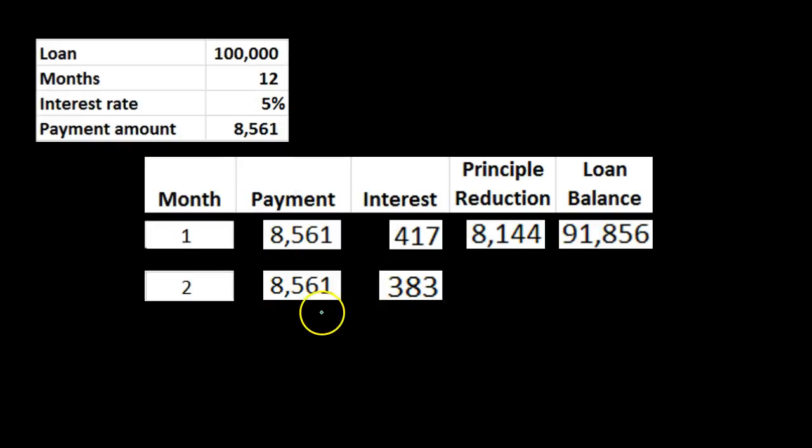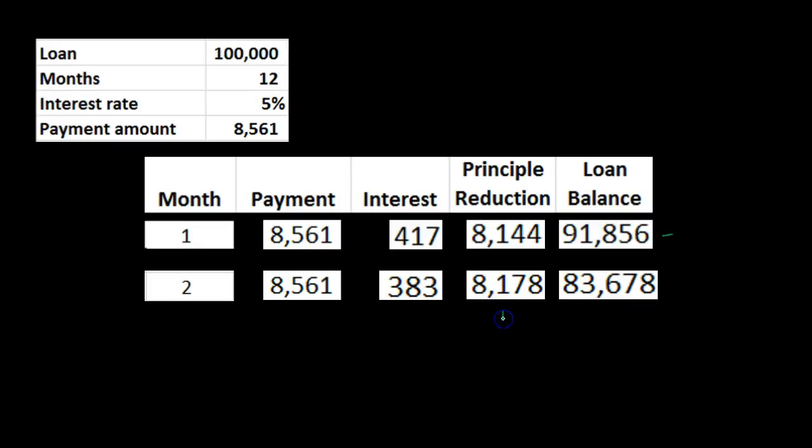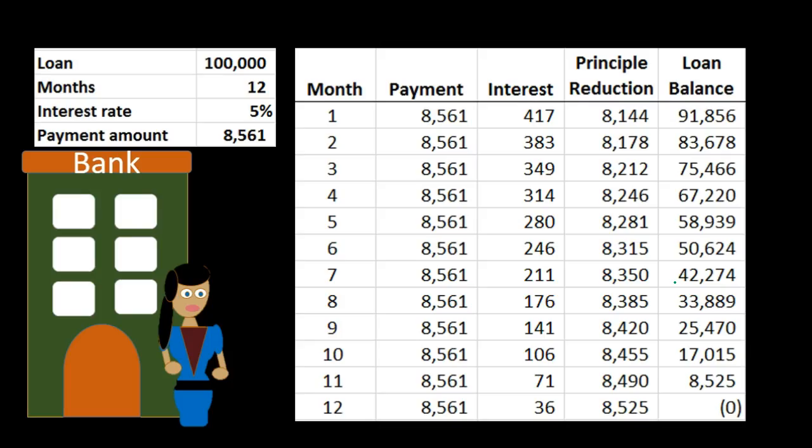And then if we subtract this out, the 8,561 minus 383, the principal portion changes as well from the prior payment. Therefore, the payment's the same, but the interest and principal will differ due to the fact that the principal is going down. Interest being the charge on the principal then also goes down, and now we would be at the 83,678, that being the 91,856 minus the principal portion. If we repeat this process 12 times, we can see that we would finally get down to zero at the end of this process, and it gives us a lot more information.